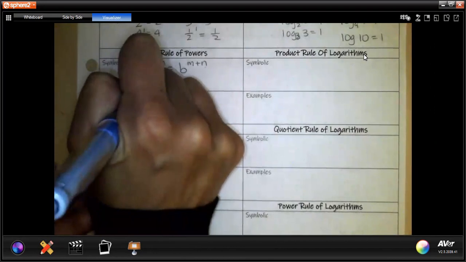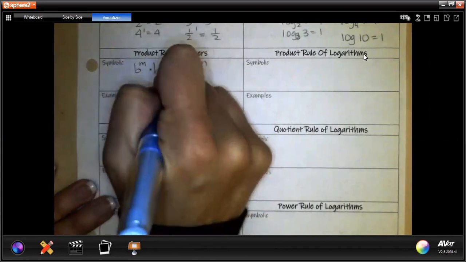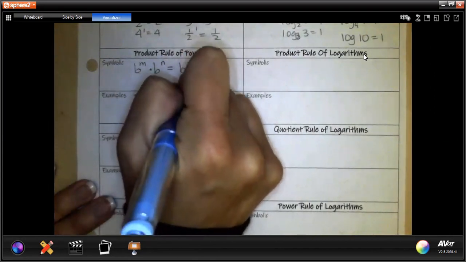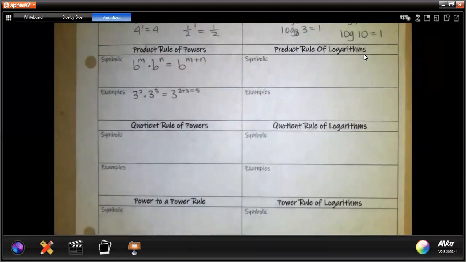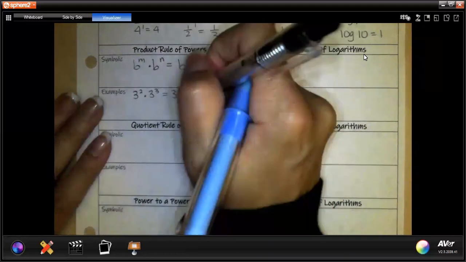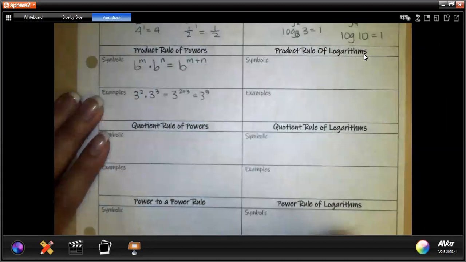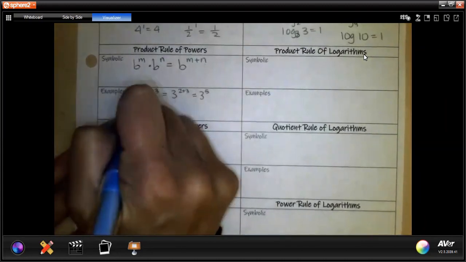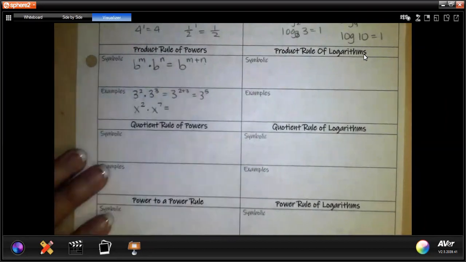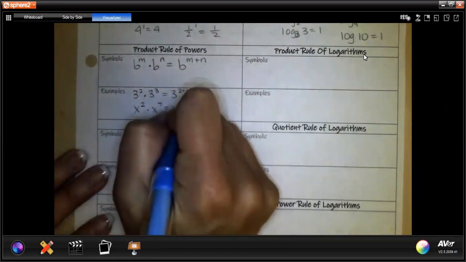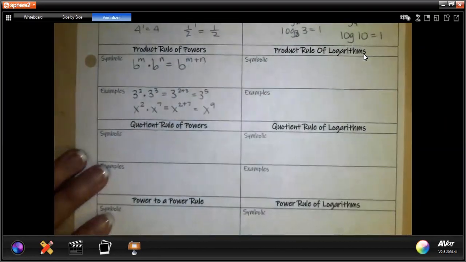So for example, 3 squared times 3 to the third power, we keep the base and we add these exponents. Write that out for you guys. That's this whole thing, so that would be 3 to the 5th power. Same thing if it was a variable. If we have x squared times x to the 7th power, we keep the base and we add the exponents. So we get x to the 9th power.